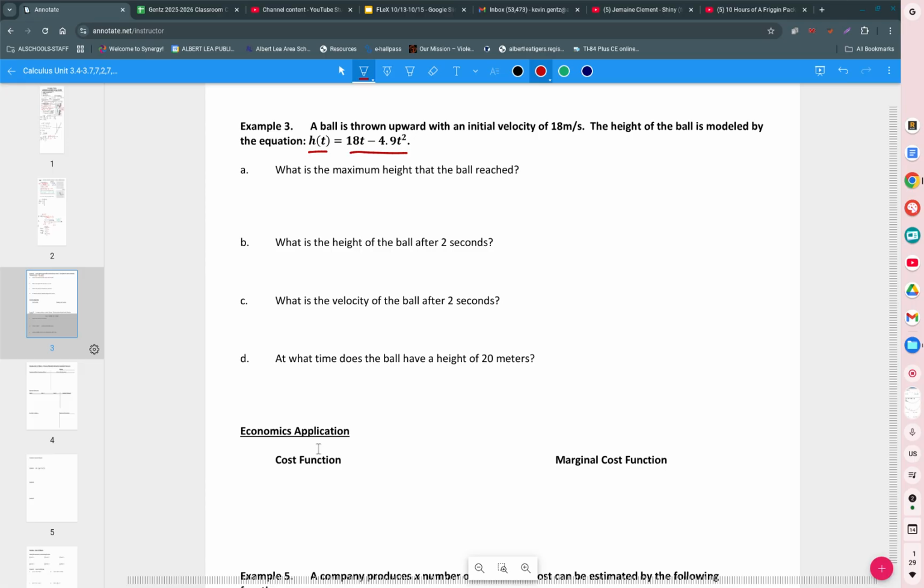Well, you guys tell me something about the maximum height. What do you know about the velocity at the maximum height? It's zero, because it changes from positive to negative. So if we want to find the maximum height of the ball, easy. We take the derivative, which is equal to, and we take that and set it equal to 0. I want to solve that. So I have 18 is equal to 9.8t. Divide both sides by 9.8.